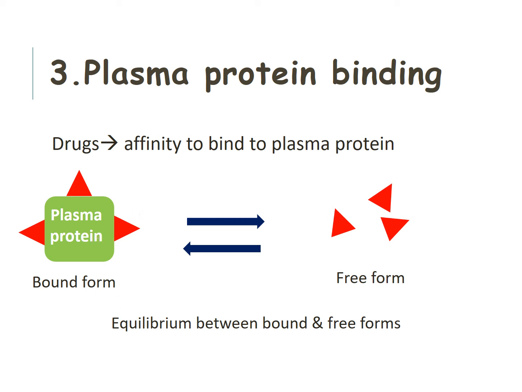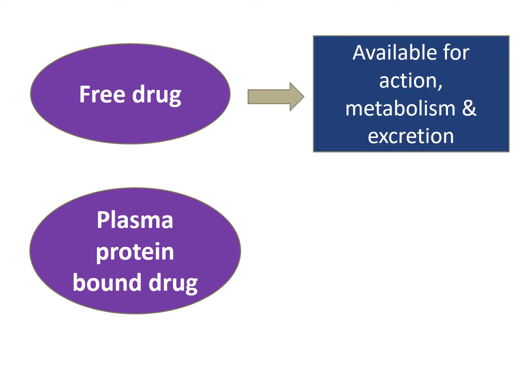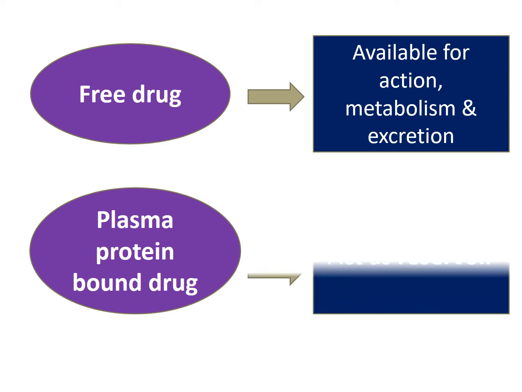A free drug will be there, and a plasma protein bound drug will be there. Free drug means it is available for action, metabolism and excretion. Plasma bound means it will be difficult to move from the plasma to different sites. But if the drug is free, it can move freely through the blood and go to tissues, or go for excretion, or metabolism, or do its action. When it is metabolized or excreted, the free amount is reduced, so the plasma bound drug will become free and the equilibrium is maintained.